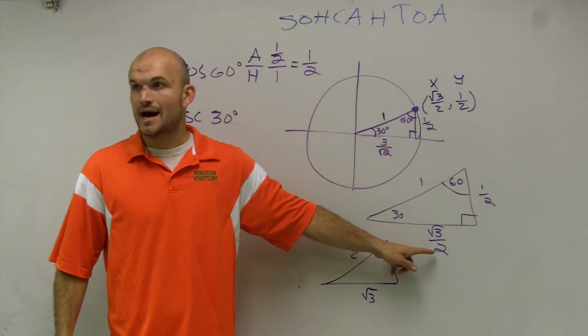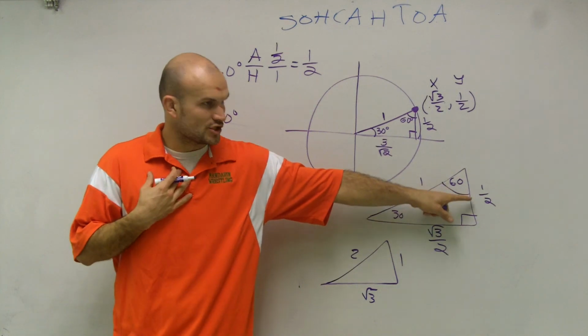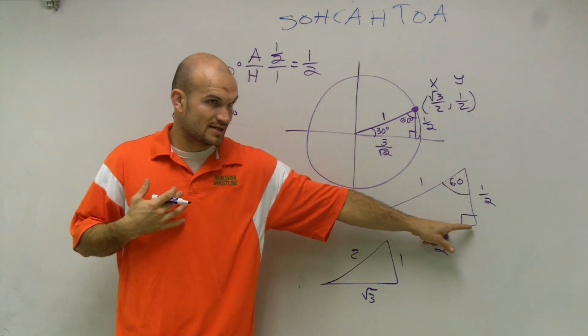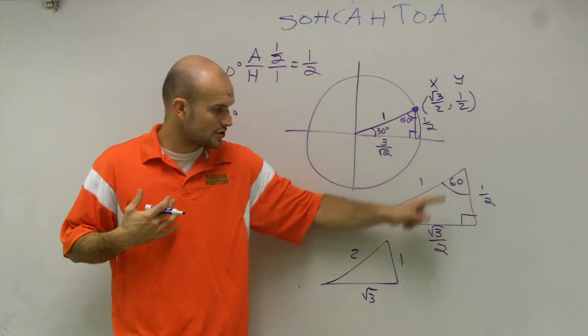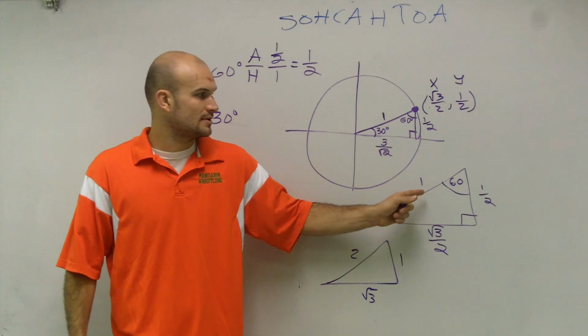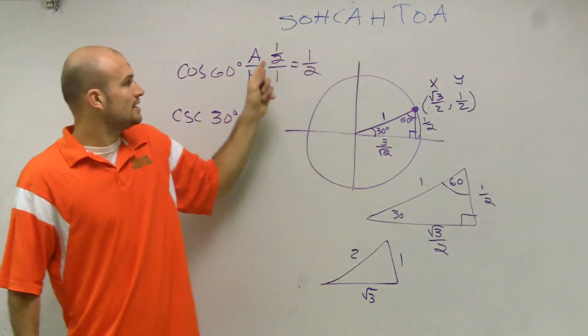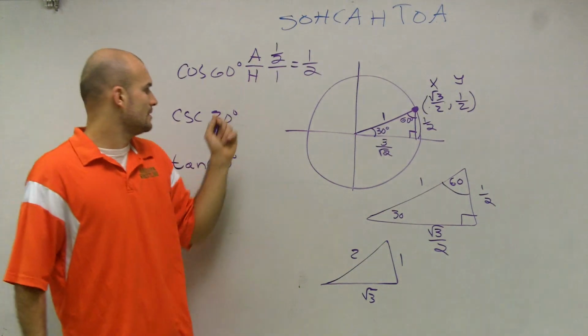Square root of 3 over 2 is my opposite. Here's my theta, this is my 60 degrees. Your adjacent always connects your angle with the 90-degree angle. Your opposite is always directly across. Your hypotenuse is always directly across from your 90-degree angle. So cosine, from SOHCAHTOA, is your adjacent over hypotenuse.